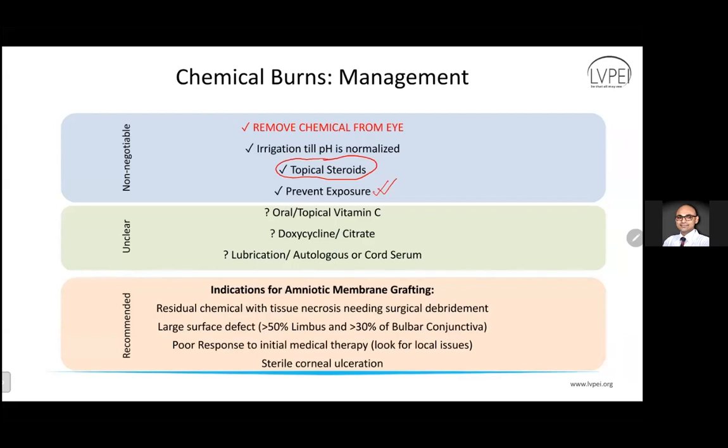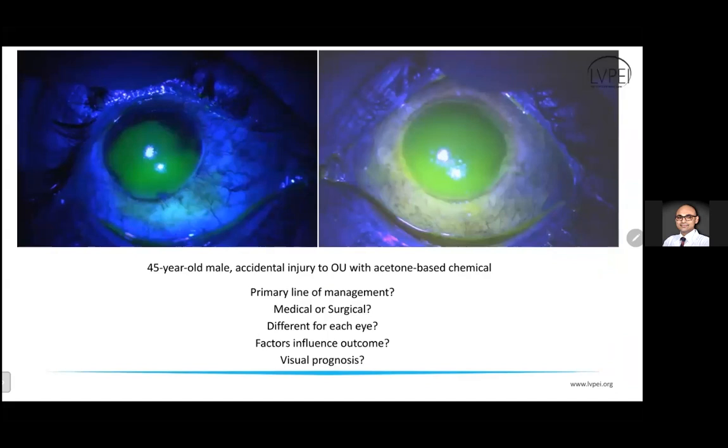Now, this is a 45-year-old male, injury to both eyes with acetone-based chemical. What you see in the right eye and the left eye. I just want somebody to describe, one of the fellows. And my questions are, based on what you see, and what we've discussed so far, what would be your primary line of management, whether it will be medical or surgical, whether it will be different for each eye. What do you think are the factors here that influence the outcome? And how would you explain the visual prognosis to the patient? Anyone?